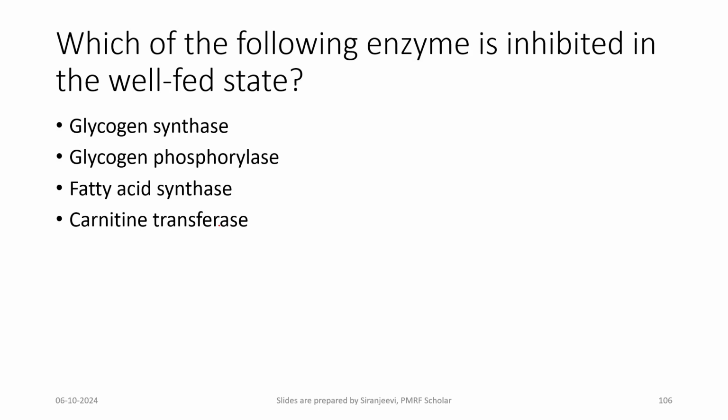Which of the following enzymes is inhibited in the well-fed state? Inhibited. Glycogen phosphorylase. Yeah, that one. Only one? Carnitine. Is it for the fatty acid synthesis one? Carnitine transferase. Yeah, fatty acid degradation won't take place. Fatty acid synthesis takes place in the well-fed state. So both will be inhibited. Carnitine palmitoyl transferase is a different one.